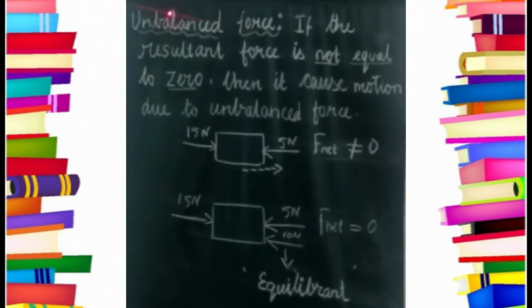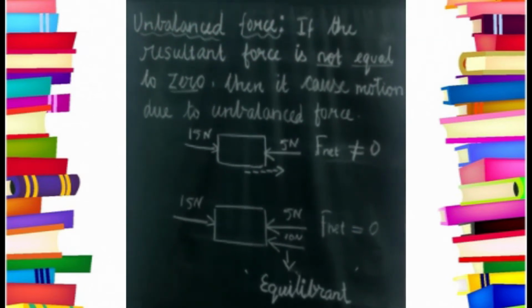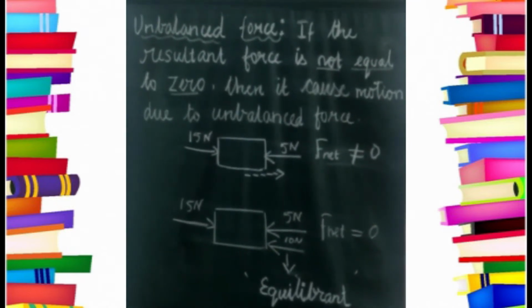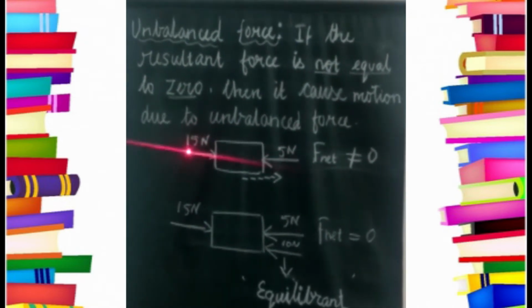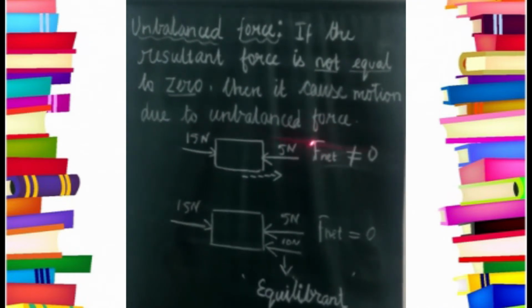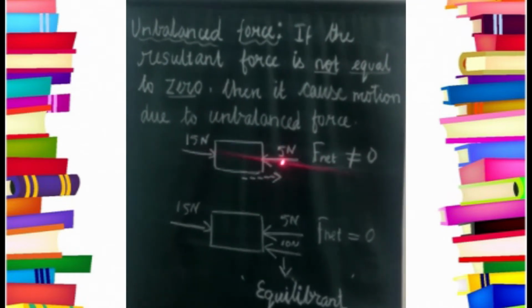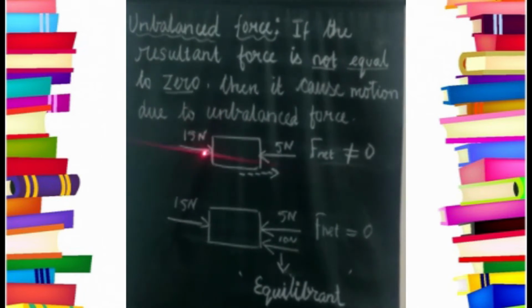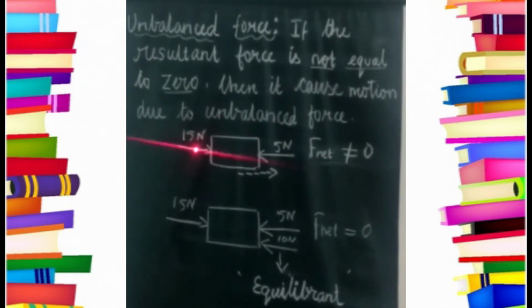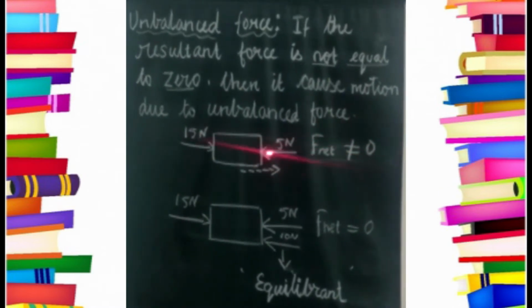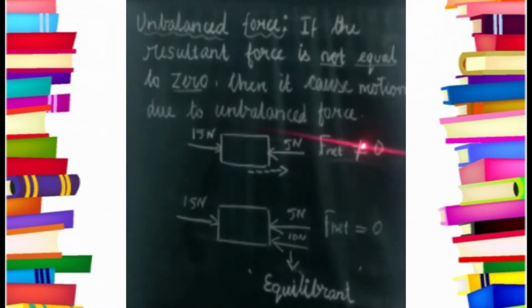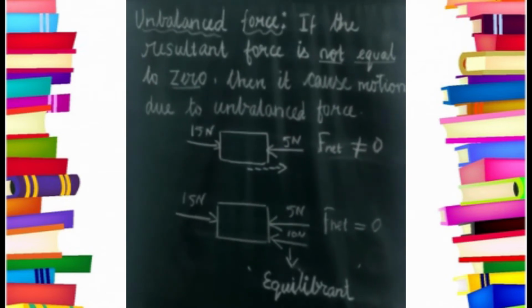Now let us see about the unbalanced force. If the resultant force is not equal to 0, then it causes motion due to the unbalanced force. In this picture, one force is 50 Newton, and the other force acting in the opposite direction is 5 Newton. Both the forces are parallel but they are not equal. So here the net force will be 10 Newton, which is not equal to 0.